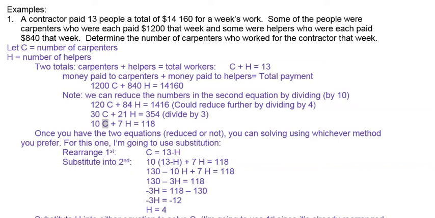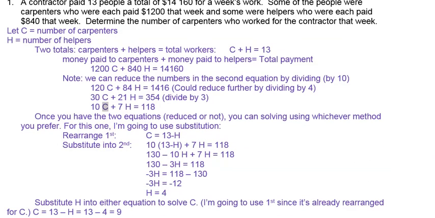Remember, on these questions we do have two variables. We've solved one of them. To solve the other, we substitute back in to one of our equations, and I'm going to substitute back into this rearranged first equation because it's just going to be 13 minus 4, which gives me 9.